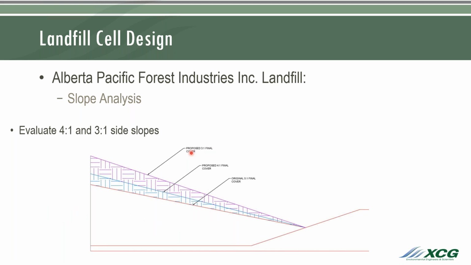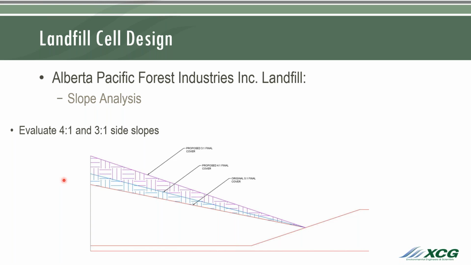So the other thing that we completed was a slope analysis. The permit for the Alberta Pacific landfill stated that they had to use 5-to-1 side slopes for their final waste. We undertook an analysis to see if 4-to-1 or 3-to-1 side slopes made a significant difference in the waste. And right off the bat, we knew that it would. Obviously, it's intuitive. So again, the red is existing. This blue area is the gained airspace if you go to 4-to-1. The purple and the blue would be gained if you went to 3-to-1.